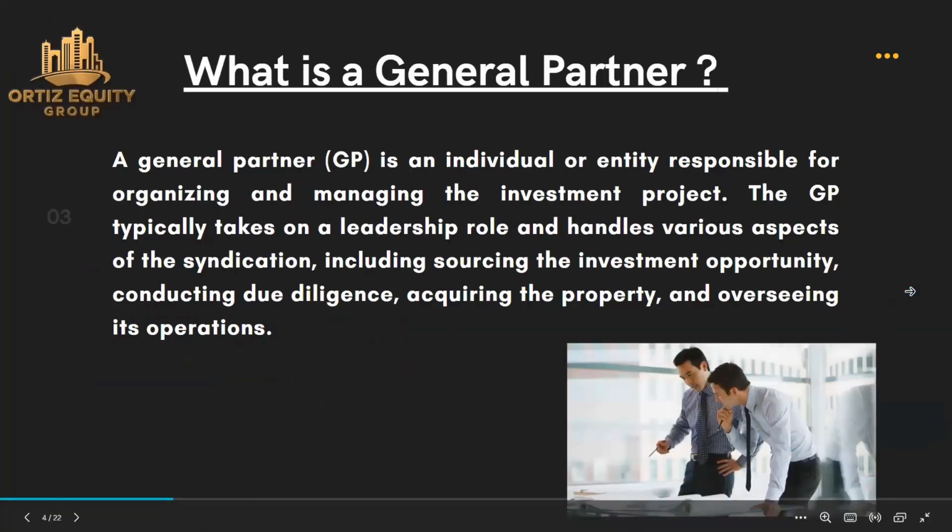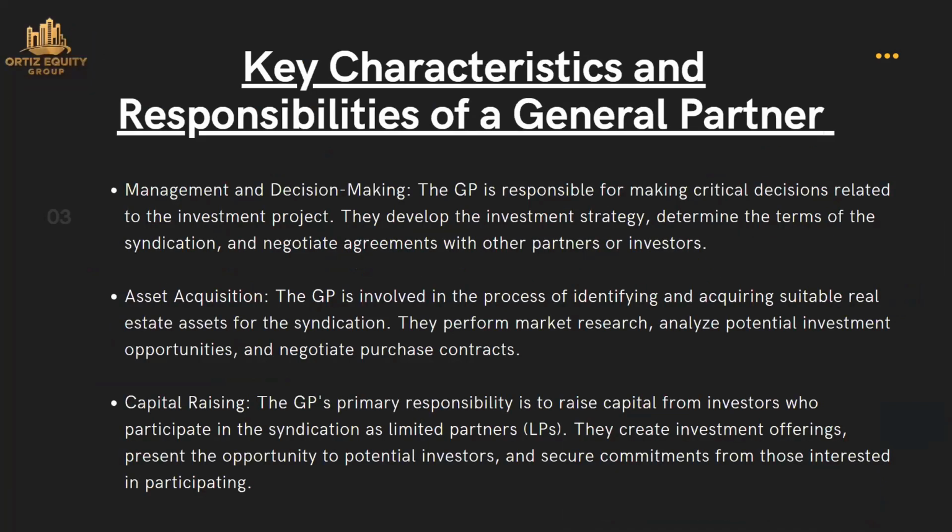So a general partner is an individual or entity responsible for organizing and managing the investment project. The GP, or general partner, typically takes on the leadership role and handles various aspects of the syndication, including sourcing the investment opportunity, conducting due diligence, acquiring the property, and overseeing its operations. So what are the key characteristics and responsibilities of a general partner?